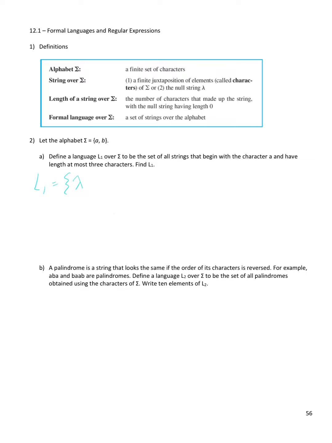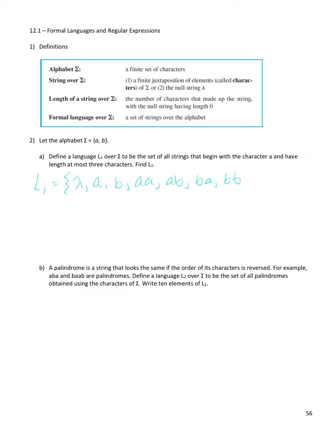There's nothing in it. Okay, and then we could have strings of length 1. So we could have A, plain old A, and we could have plain old B. And now we're going to consider strings of length 2. So we could have AA, we could have AB, we could have BA, and we could have BB. Those are all the strings of length 2 made up of A's and B's.